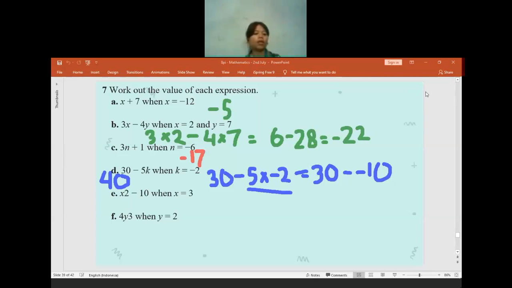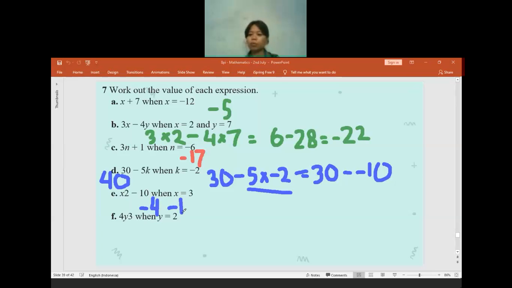Okay. If no confusion, for E, it's supposed to be x squared minus 10, but the power of 2 didn't really work with my computer. So how much will it be for x squared minus 10 when x is 3? It's x squared, yeah, not 2x. Someone said it is negative 6, negative 4. Is there anyone who got a different answer? Someone said it is negative 1.